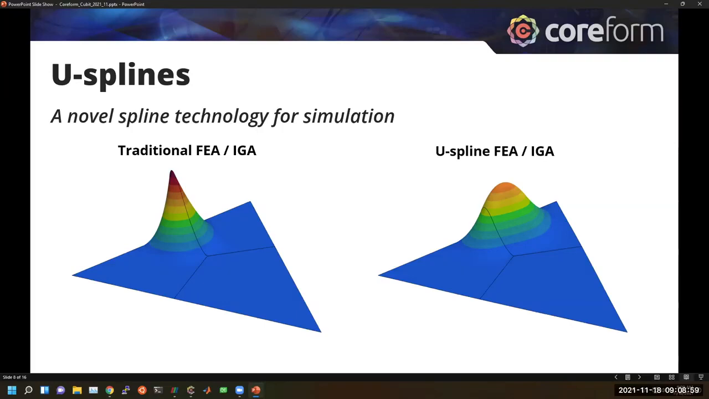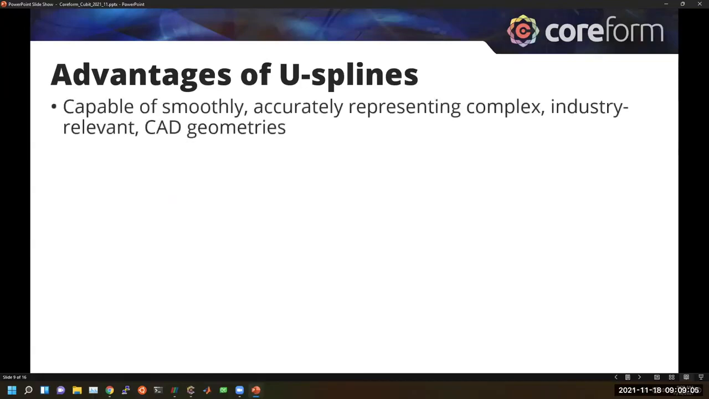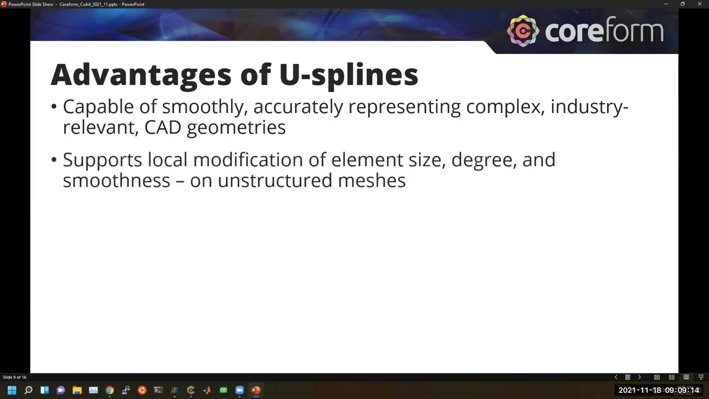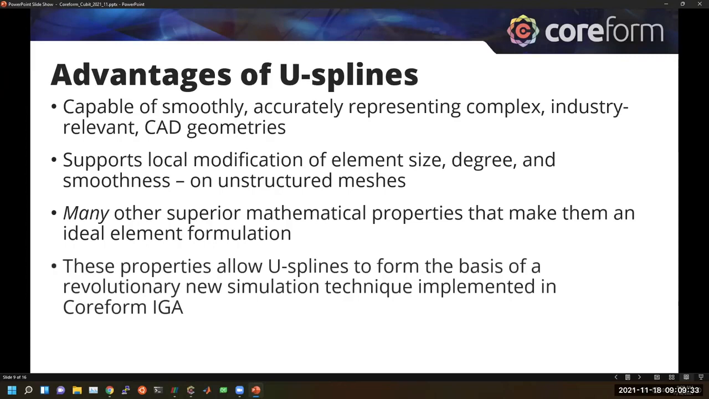And there are a lot of unique properties that come along with this formulation. To highlight a few of them, it allows you to smoothly and accurately represent complex industry-relevant CAD geometries with splines. U-Splines support local modification of their element size, degree, and smoothness, again, on unstructured meshes. And they have a slew of other superior mathematical properties, which make them an ideal element formulation for simulations. We've used these mathematical properties to allow us to use U-Splines as the basis for our revolutionary new simulation capabilities in Coreform IGA.